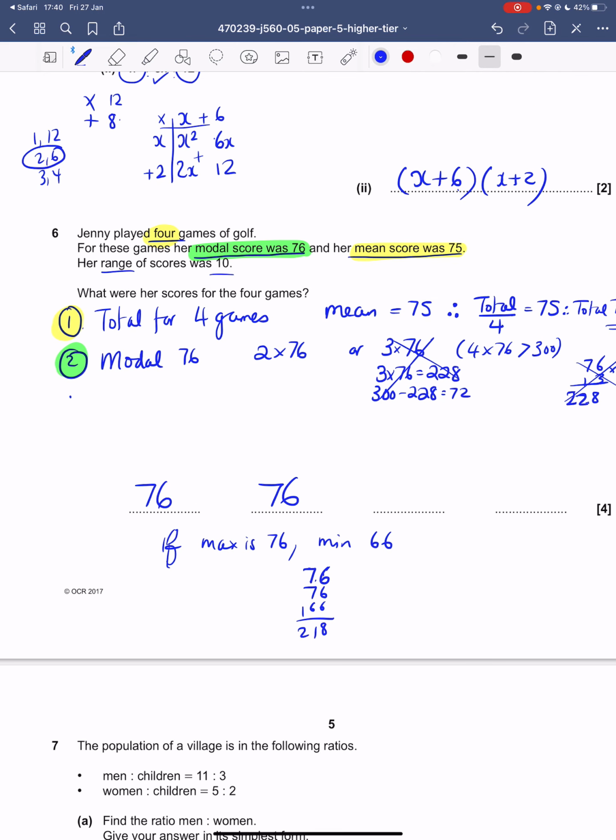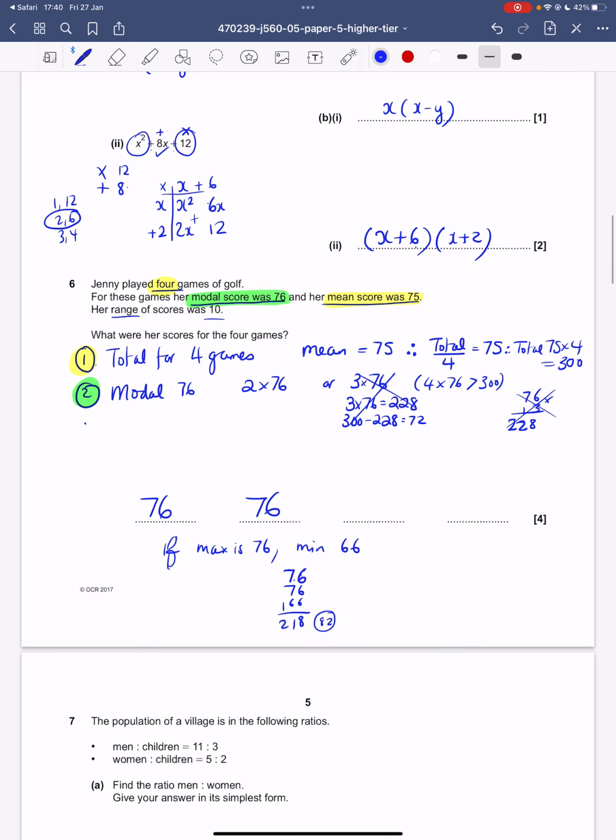Seven, 14, 21. That means it can't be, because that's going to be 82 for the other game. And that then stops it. The range is then no longer 10. So we can't have the max, we can't have the minimum. The minimum is not equal to 76. The max is not equal to 76, because if the max is 76, the minimum would be 66, and then we'd still need 82, which means that 76 wasn't the max. So that goes wrong there.